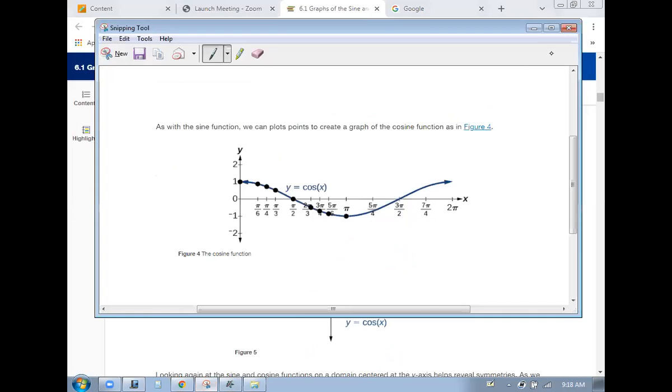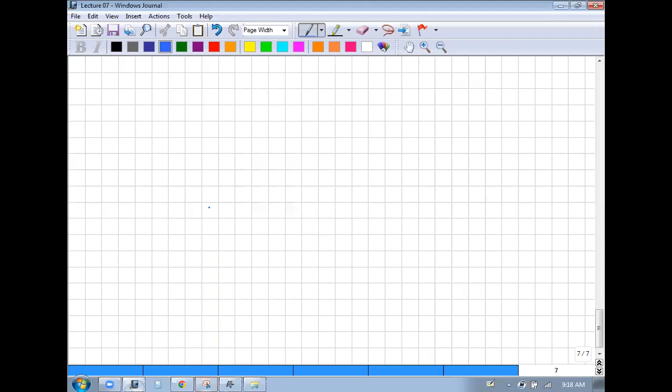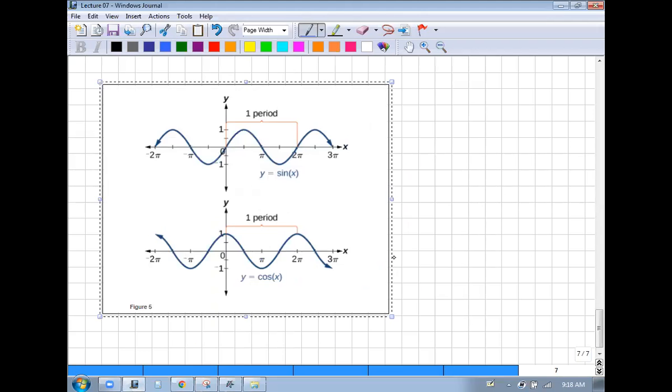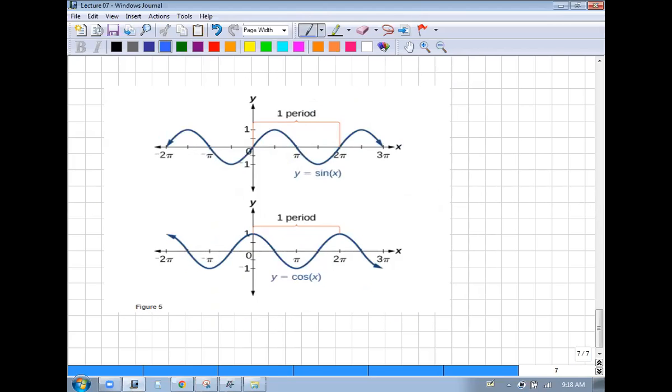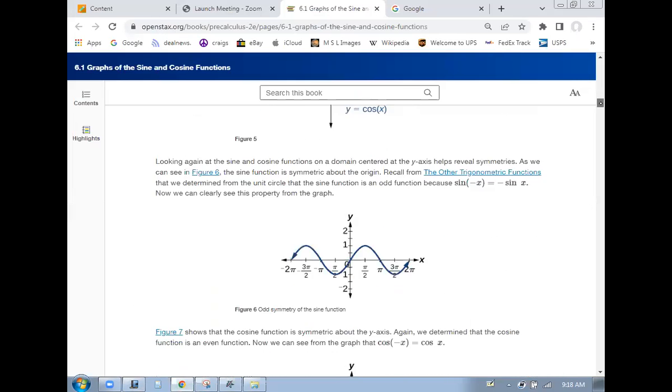And here's more pictures, sine and cosine. Now these are the basics, right? Here's your sine. Here's your cosine. They look exactly the same. They both have the same period. One's just shifted over a little bit. No big deal. But what we want to do is manipulate it.